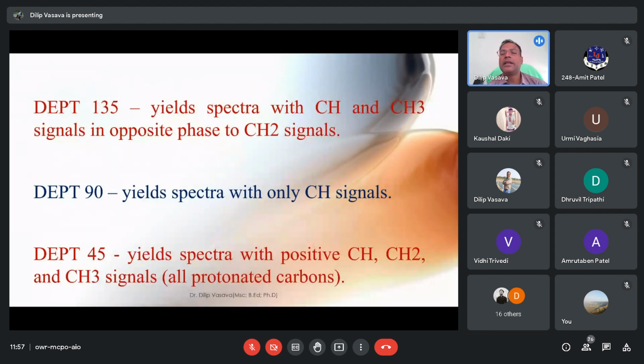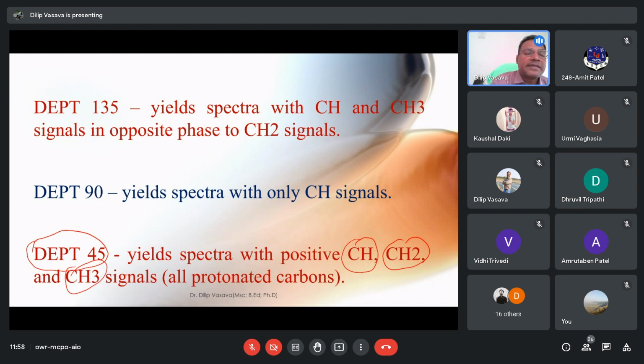This slide will give you a clear idea about how this works. DEPT 45 gives the spectra with positive CH, CH2 and CH3 signals, all protonated carbons. Here we are not talking about the quaternary carbon because it cannot be observed by these techniques. It distinguishes between these. So when DEPT does not show any carbon atom beyond this, then no such carbon is present.